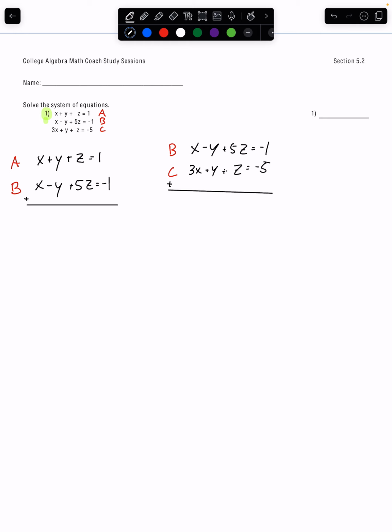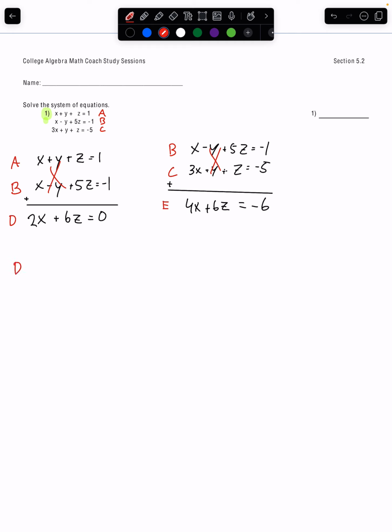Looking at the left set of equations, we're going to get 2x. These cancel out. We get 6z, and it equals 0. We're going to call this equation D. Looking at the right system of equations, we get 4x. These eliminate. Then we get 6z, my bad, and it's equal to -6. We're going to call this equation E.